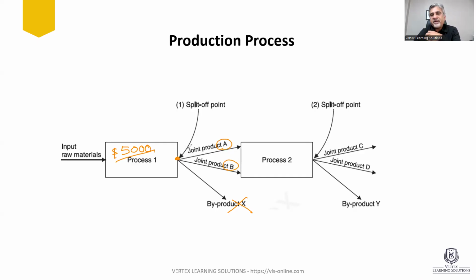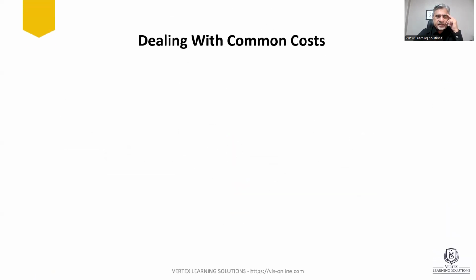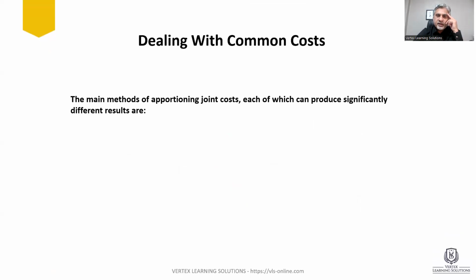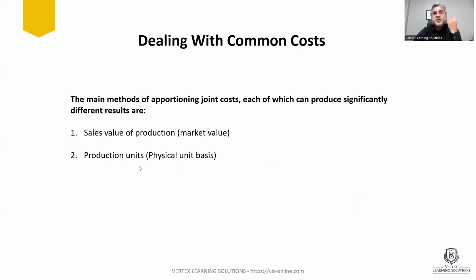Now, how are you going to divide it? Are you going to divide it equally, like 2,500 here and 2,500 here? The answer is no, you cannot do that. So then how do we do that? We've got some methods of splitting these costs. We say the main methods of apportioning the joint cost, each of which can produce significantly different results. So primarily there are two methods. I will show you three of them, but there are two. For example, number one, sales value of production, which is market value of the goods. And the second one is the production unit method, which is the physical unit basis.